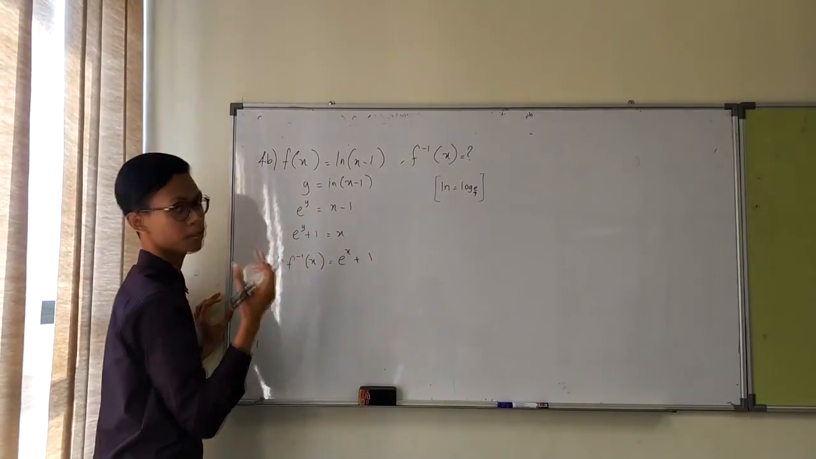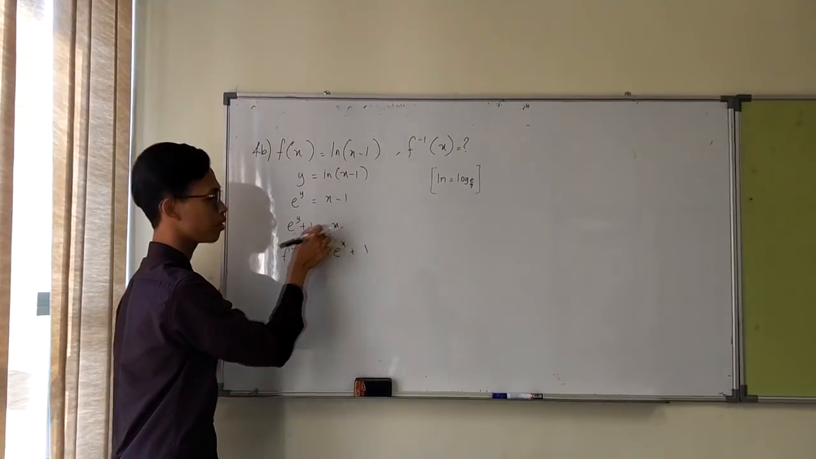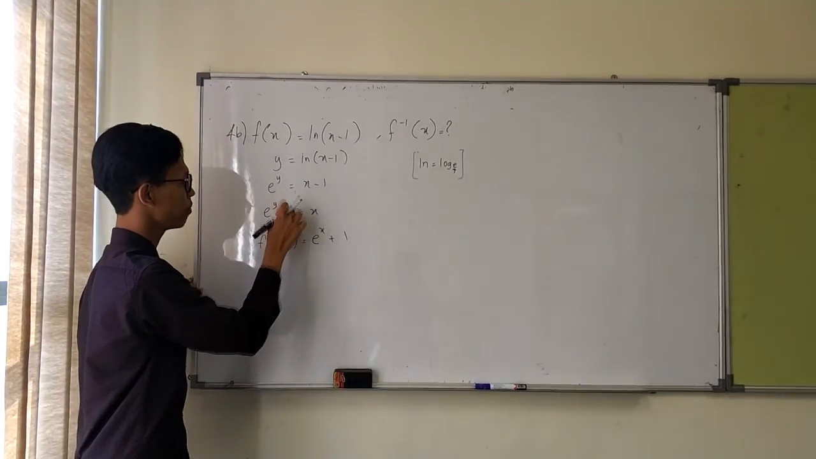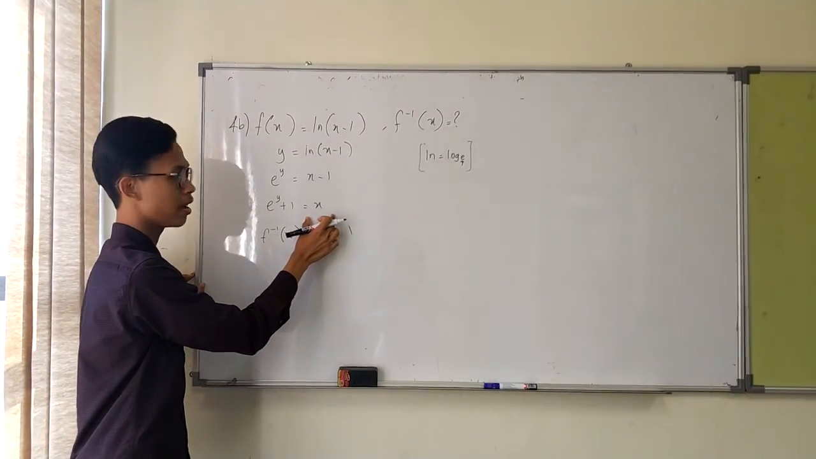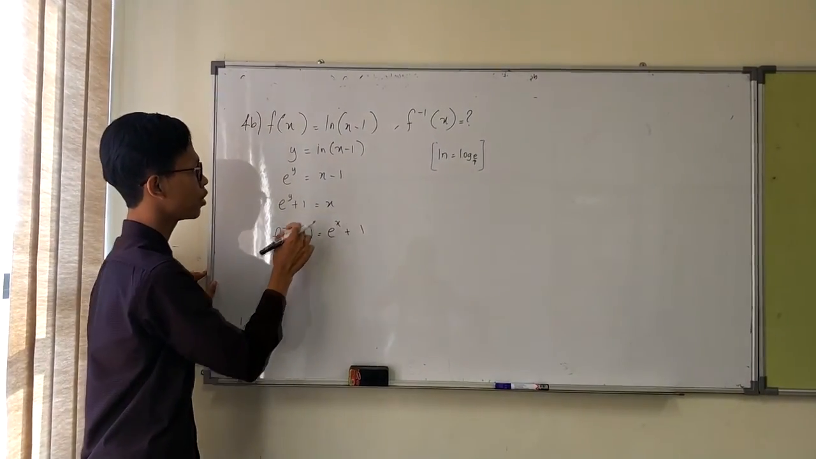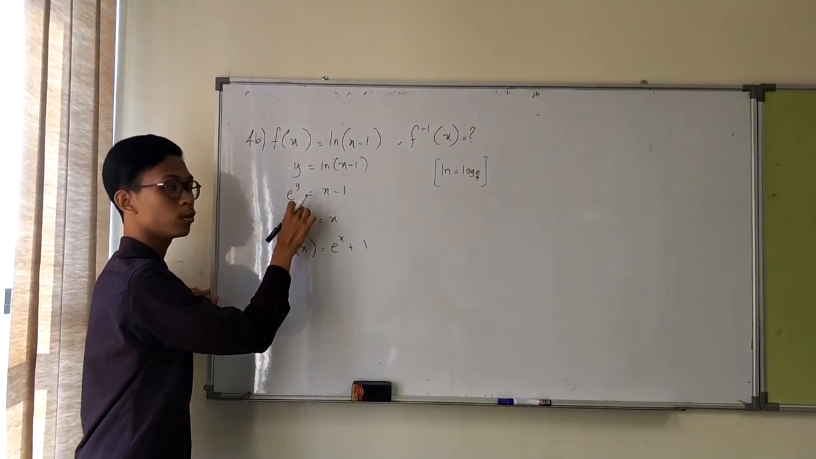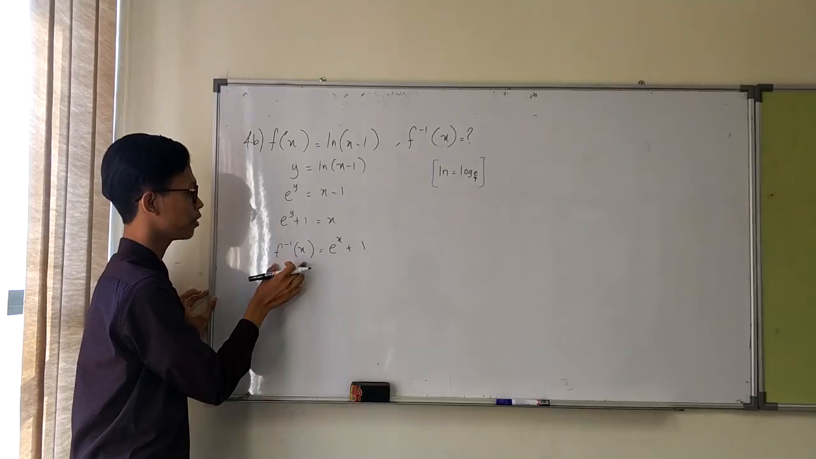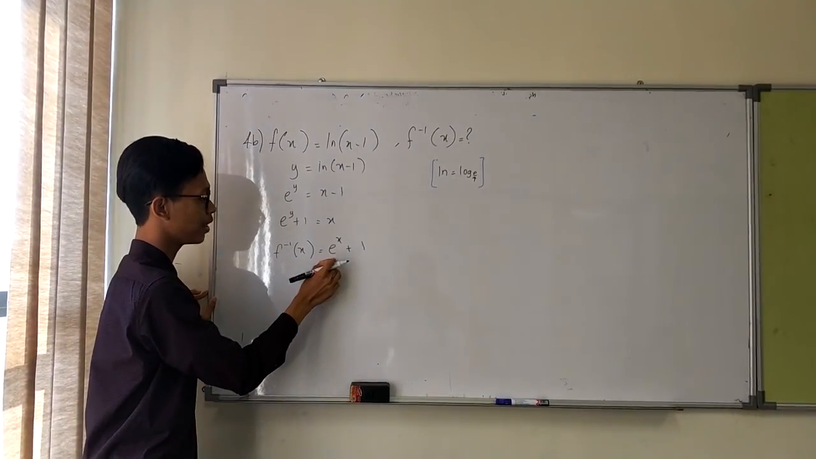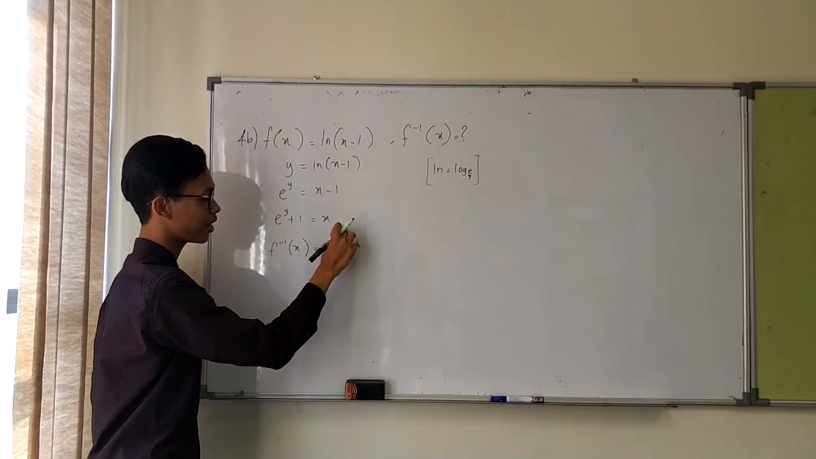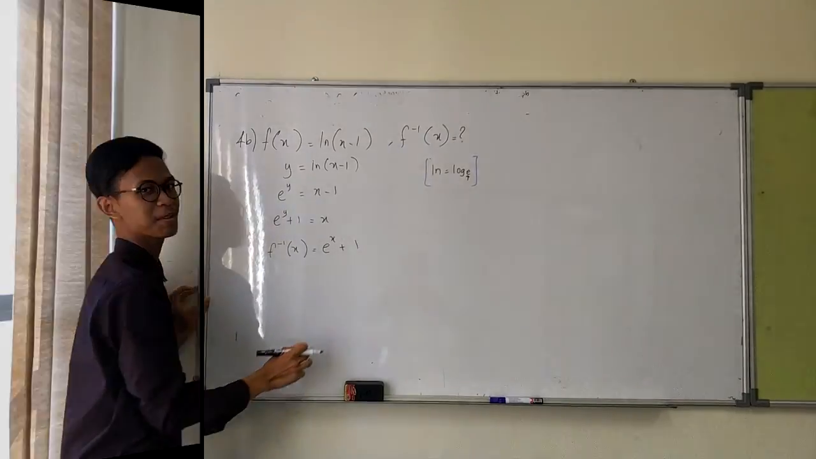Okay, proceed. We want to get x, so e to the power of y plus 1, and then we get x. Because the domain is actually x, we need to change the y to x. So the inverse function of f is actually e to the power of x plus 1. Okay, that's all for me, thank you.